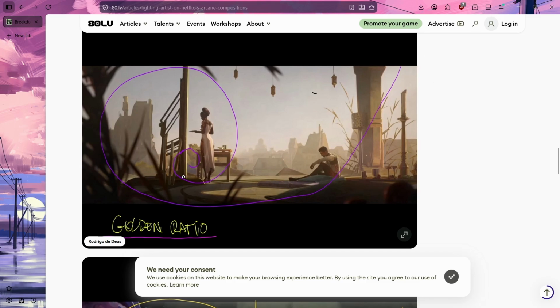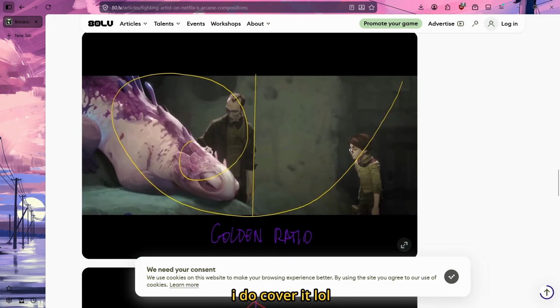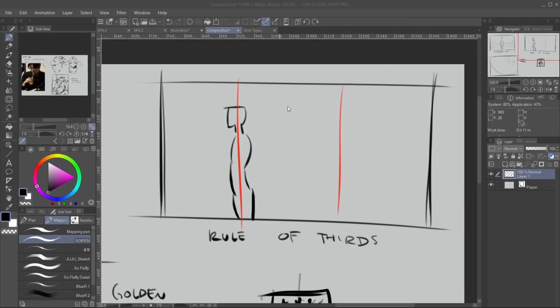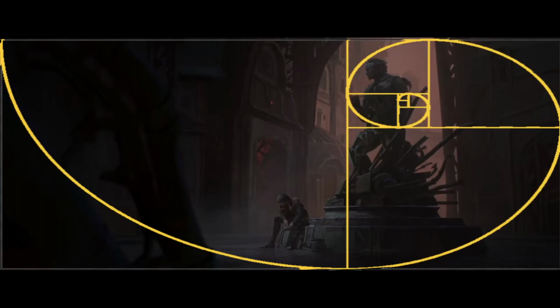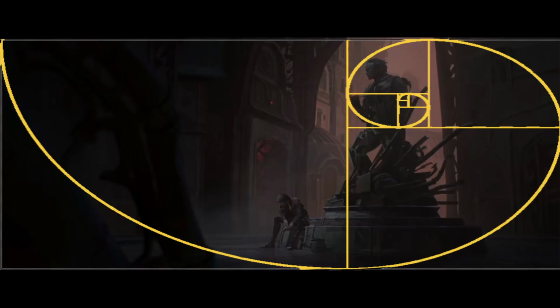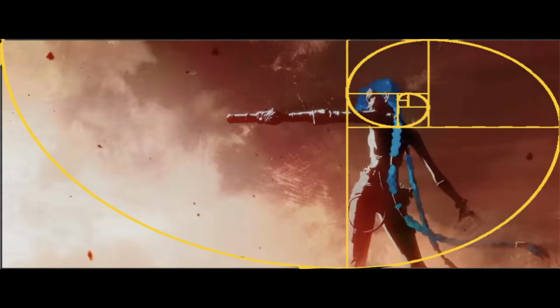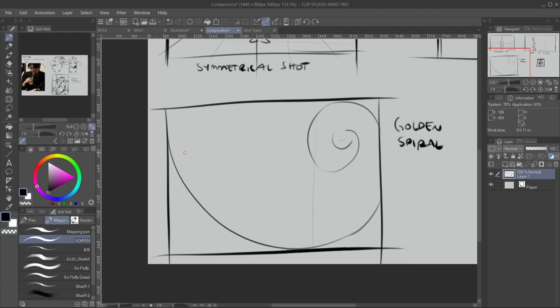This ties in with leading lines, which should I cover that? I probably should. Golden ratio again. I'll put up my breakdowns of some of the shots from Arcane on the screen. Boom, boom, boom. Wait, that's too fast. Go back. Okay, just show him. Golden Spiral, I really love. These are really good for leading lines.